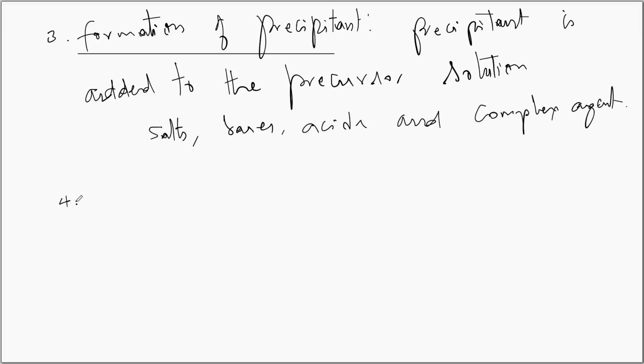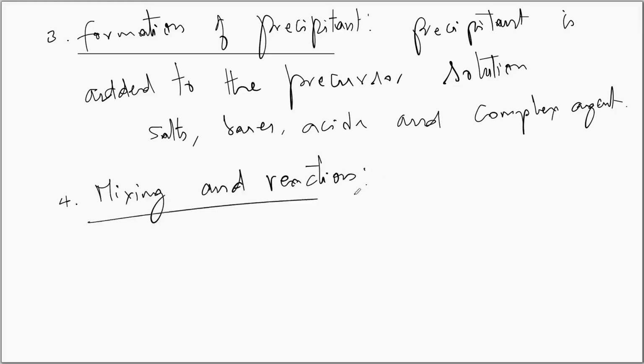Next step is mixing and reaction. The precursor solution and the precipitant are mixed thoroughly to initiate the precipitation reaction. Ultimately, we are trying to obtain a precipitate, and the precipitate should result from the precursor solution and the precipitant that we have added.